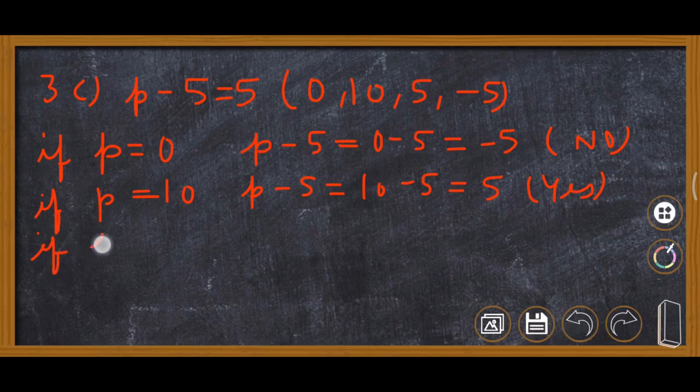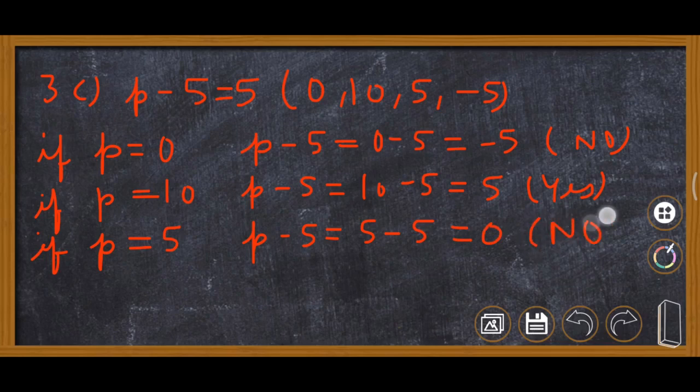Now if P is equal to 5, then P minus 5 is equal to 5 minus 5, it is 0. Again you can see no.